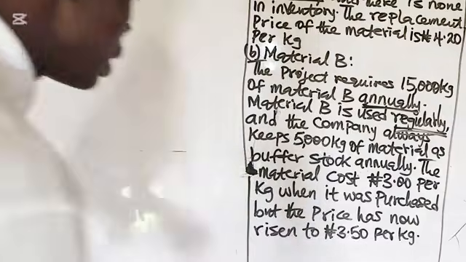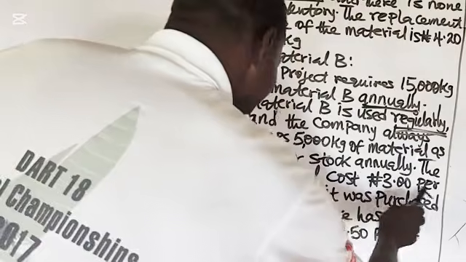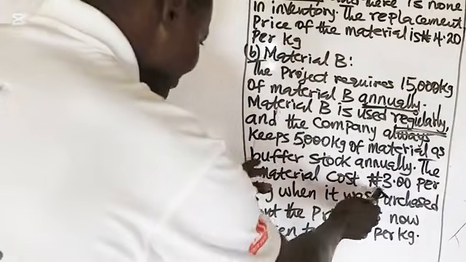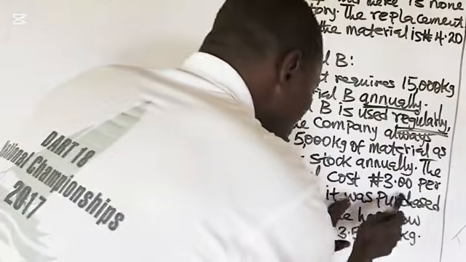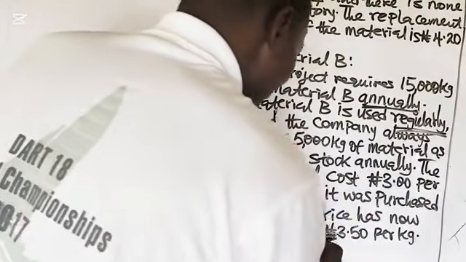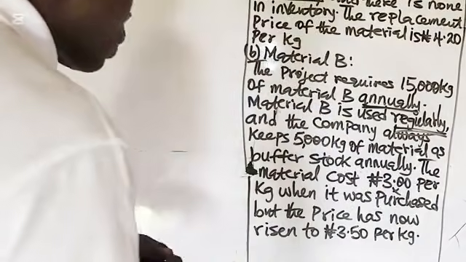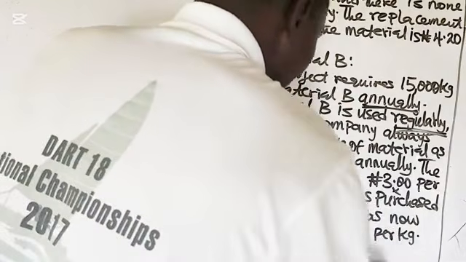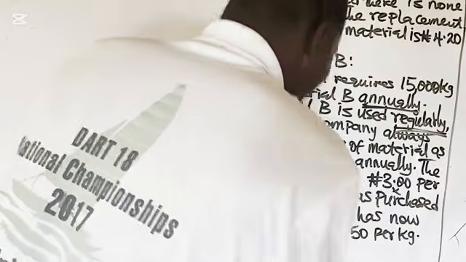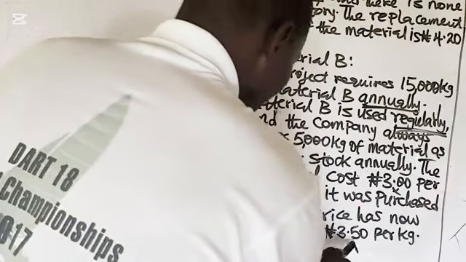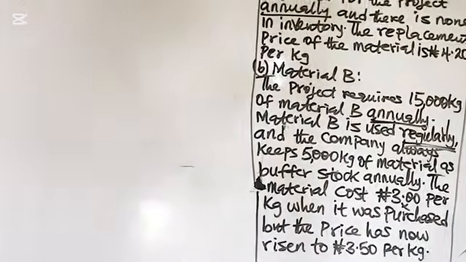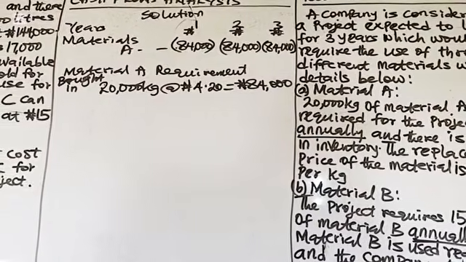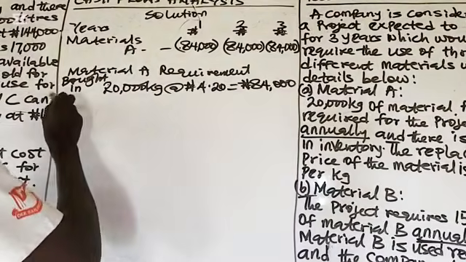Now the material cost 3 naira per kg when it was purchased. The 5,000 have been bought in the past. So that is a sunk cost. I've told you that sunk costs or past costs are not relevant. Therefore, this 3 naira is not relevant. But the price has now risen to 3 naira 50 per kg. If you want to buy any now, the current replacement price, that is the market price of the material, is 3 naira 50 kobo. So any quantity you want to purchase currently will be bought for 3 naira 50 kobo.